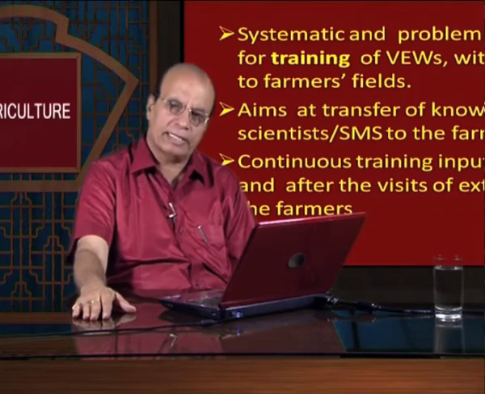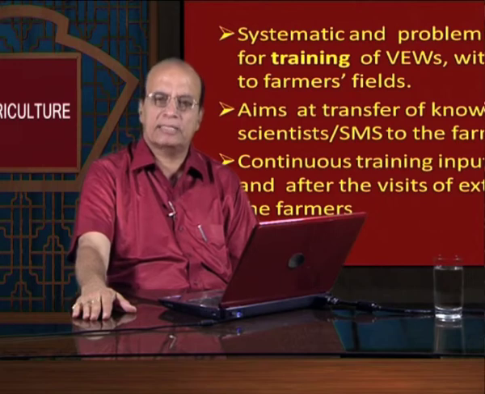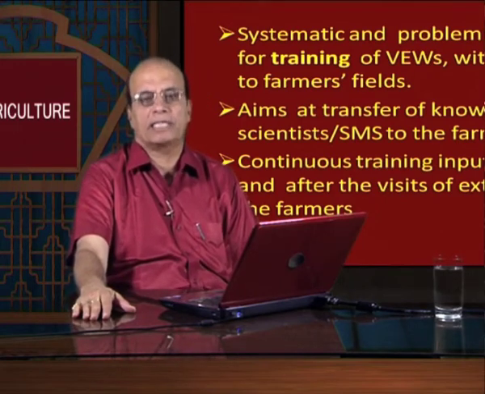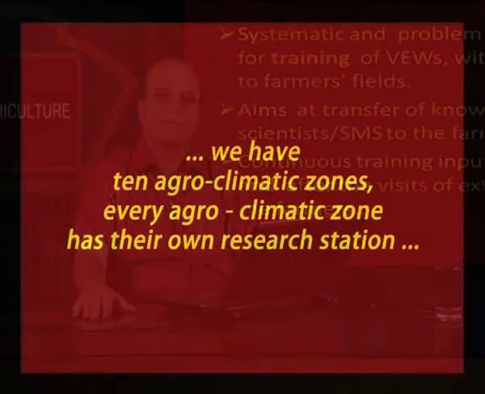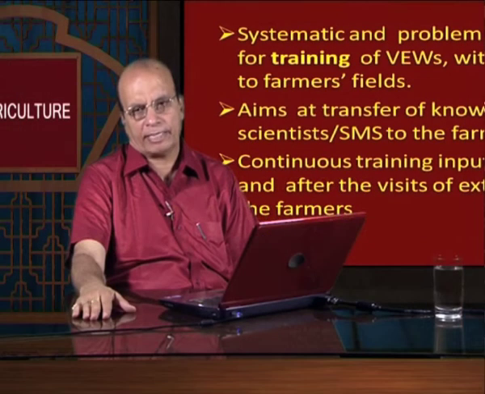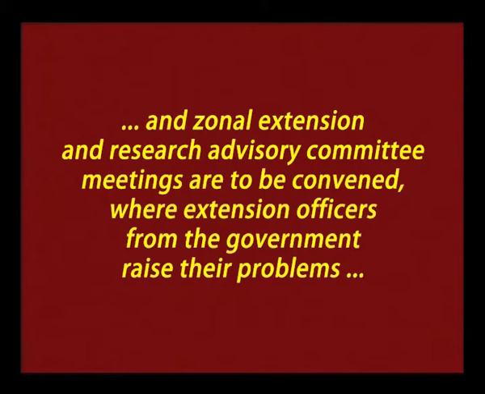After one monthly training, two types of zonal research and extension advisory committee meetings are held at the various research centers. Even in Rajasthan, just to give an example, we have 10 agroclimatic zones. Every agroclimatic zone has its own research station based on the climatic type, soil and rainfall pattern and different conditions. And zonal extension and research advisory committee meetings are to be convened.